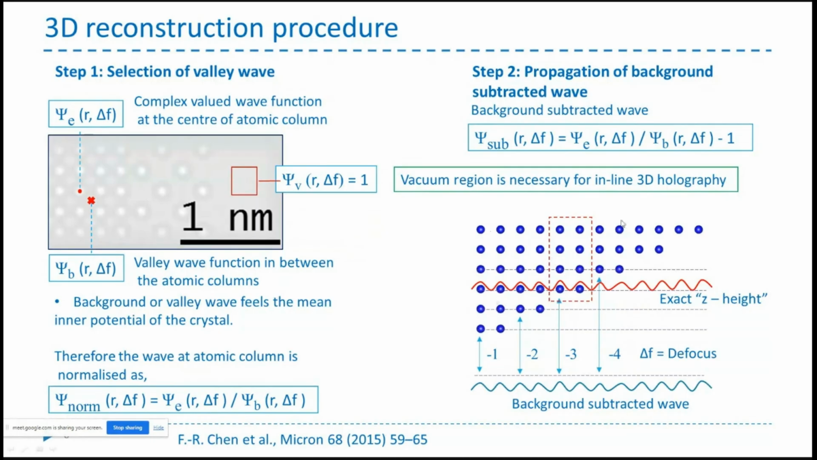Now you see this sample. This is the bottom surface of your sample. For now, this is my background-subtracted wave. But if I want to know the wave exactly here, exactly at the exit phase, then I have to move this background-subtracted wave up or down for each of the atomic columns. So how do we know what the exact Z height is?